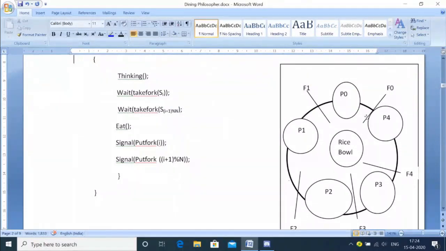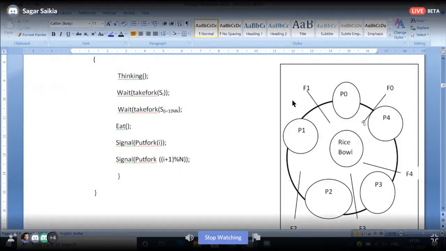F0 is available. The moment F0 is assigned to P0, the moment P0 takes this fork, the semaphore value for this fork will be set to 0. From 1, it will change to 0. What does this indicate? It indicates that this fork is now being given to some other process.